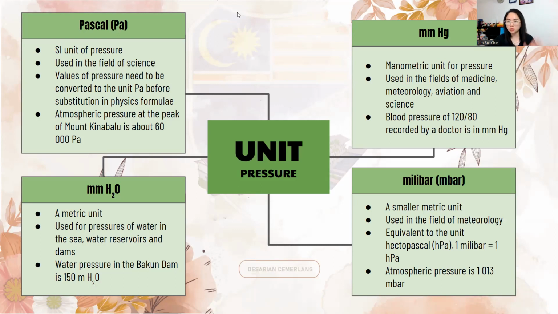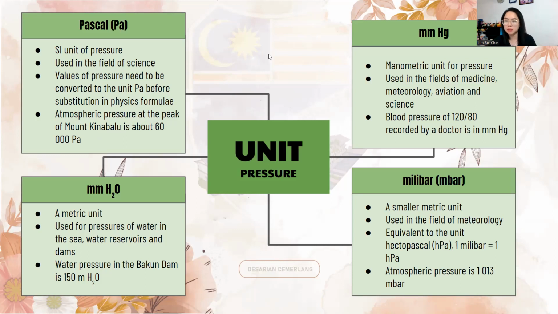Now, first we have Pascal. Pascal is the unit you know in class. We have been talking about Pascal since Form 2, and you also mention Pascal in pressure. So what is Pascal? Pascal is the SI unit for pressure, and it is used in the field of science. Normally when we calculate with physics formulas, we use Pascal because it is the SI unit. For example, the atmospheric pressure at the peak of Mount Kinabalu is 60,000 Pascal.